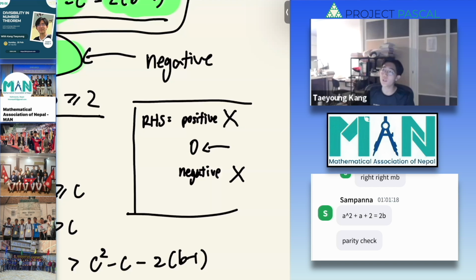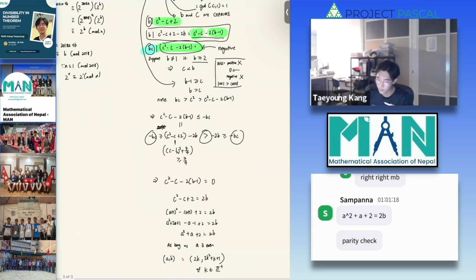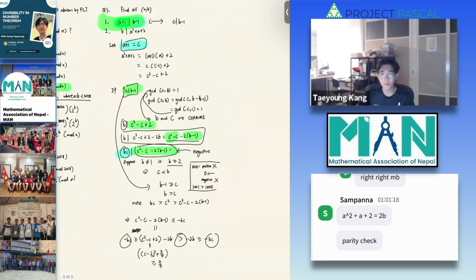A very easy way to show it sometimes is to show that the modulus of the left-hand side is larger than the modulus of the right-hand side. Then it covers both the positive and negative cases, and it just gives us that the right-hand side must be equal to 0. Yeah. So do you guys have any questions about problem number 3?